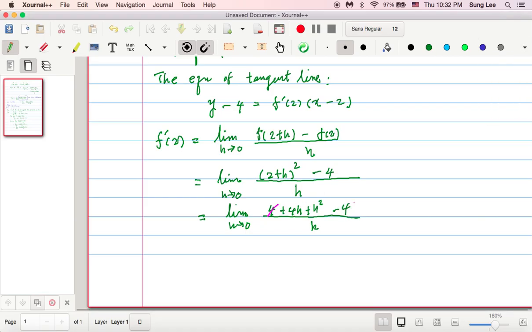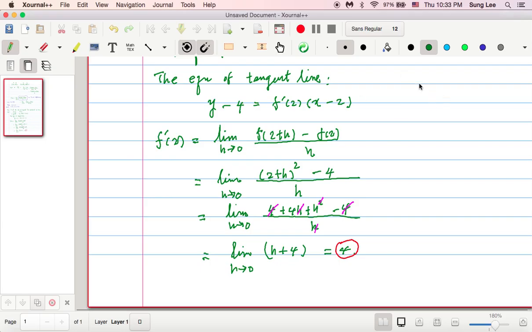So we cancel 4 out, 4 minus 4. Also, top and bottom have h in common, so we are going to cancel one h out. Canceling means that actually we are dividing top and bottom by h. So this leaves us with the limit as h goes to 0 of what remains, just h plus 4. Now when h goes to 0, the limit is going to be 4. So we found it. That's the slope, f prime of 2.